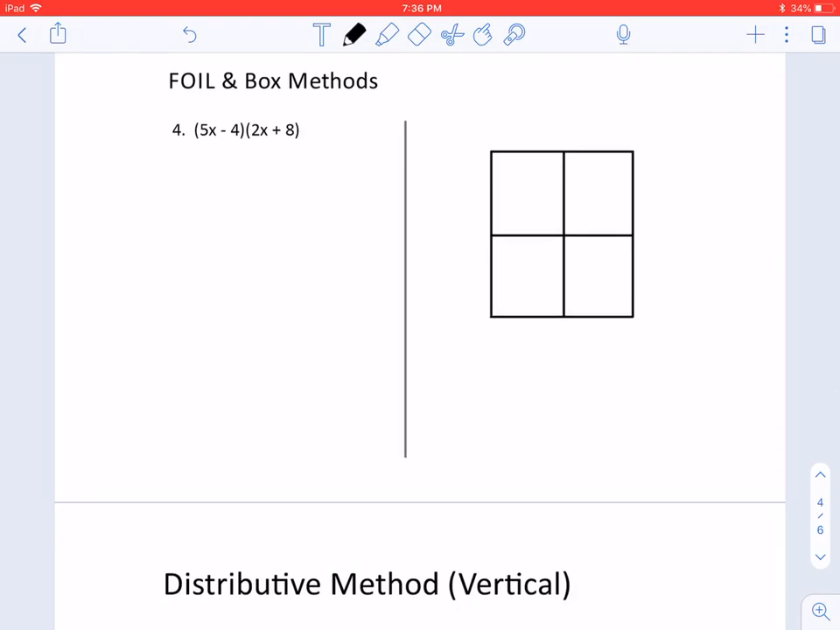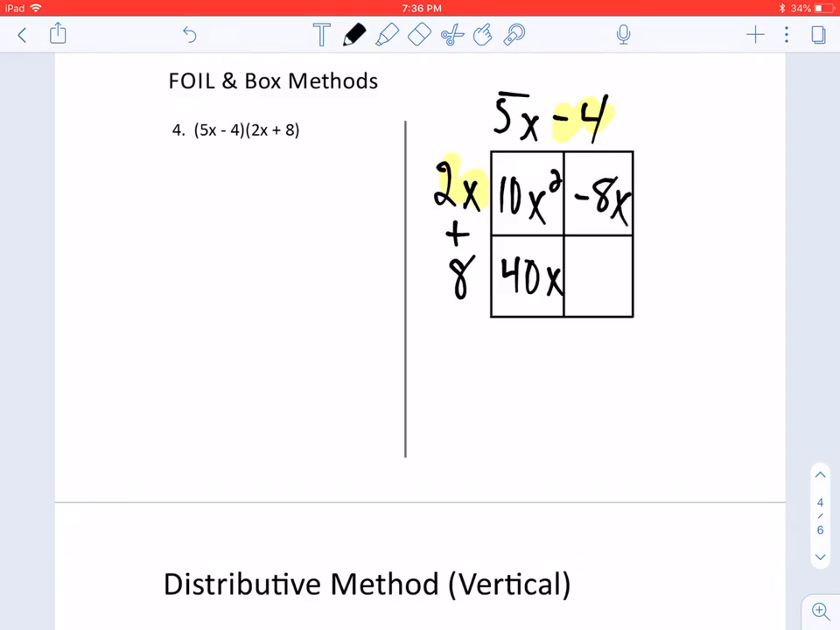Now, our last one for the day is going to be 5x minus 4, and then 2x plus 8. Start by multiplying the 5x and the 2x. That becomes 10x squared. Then we're going to do 5x times positive 8, which gives me 40x. Then we're going to do negative 4 times 2x, which is negative 8x. And last but not least, we're going to do negative 4 times 8, which is negative 32.